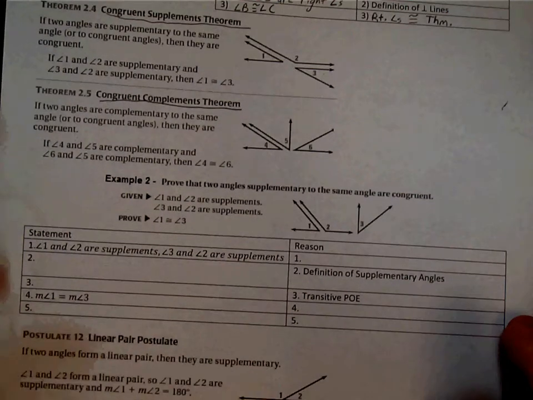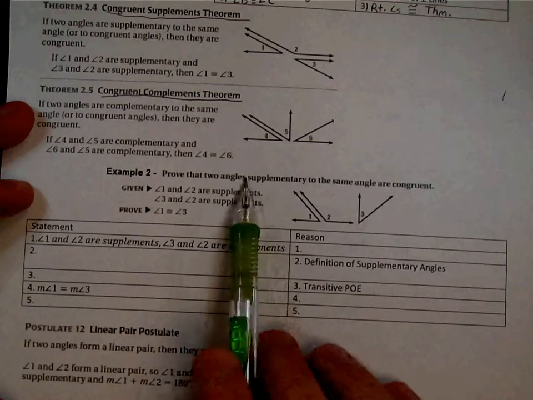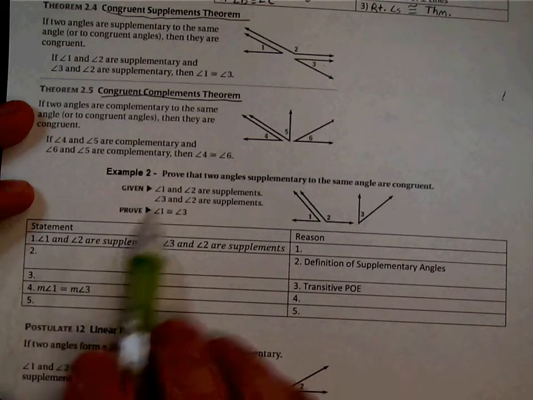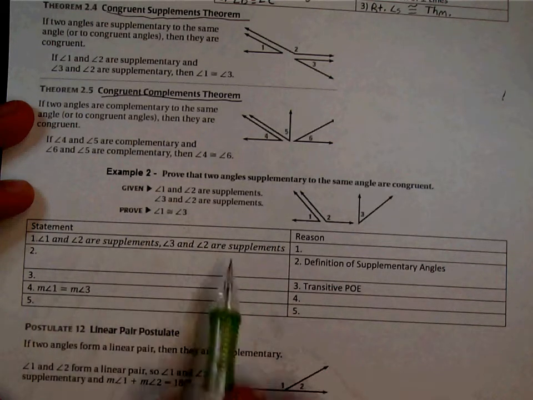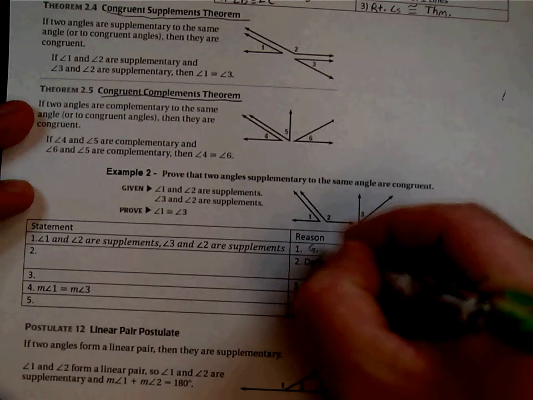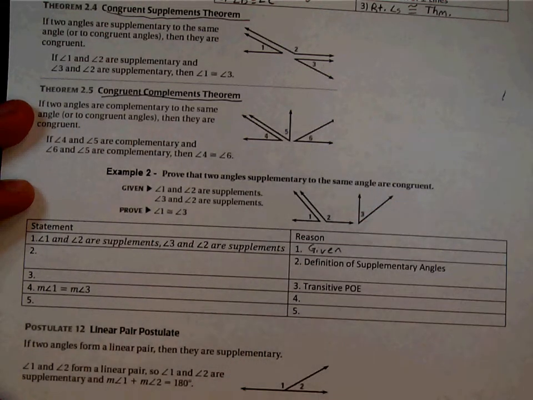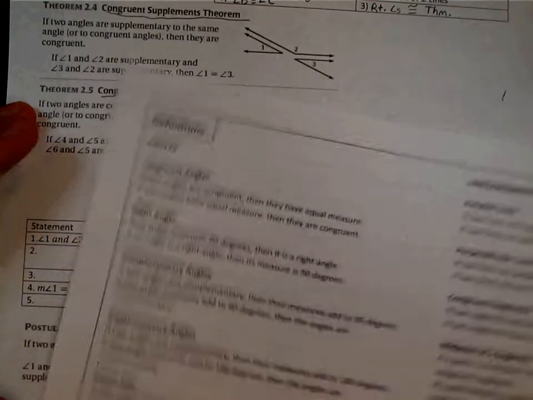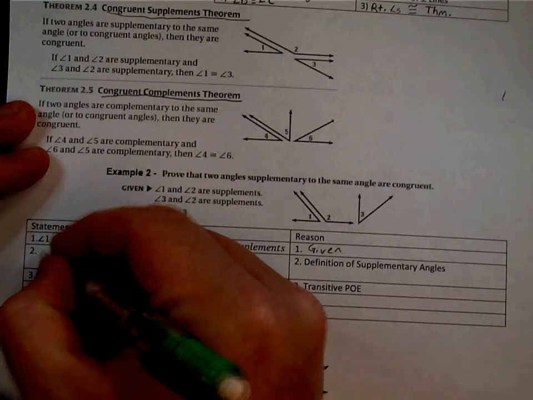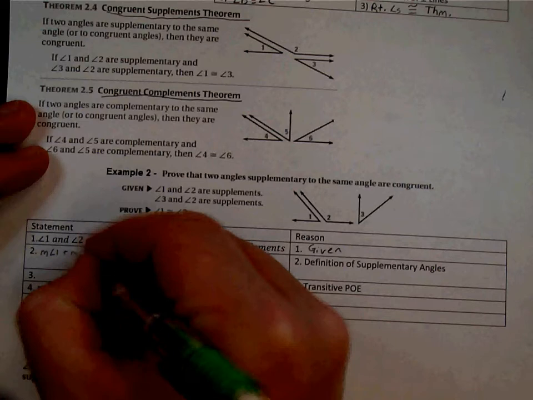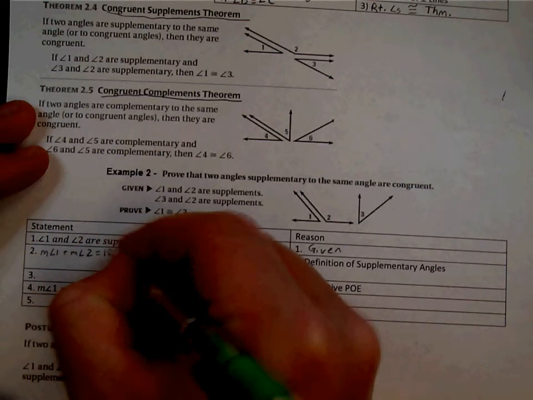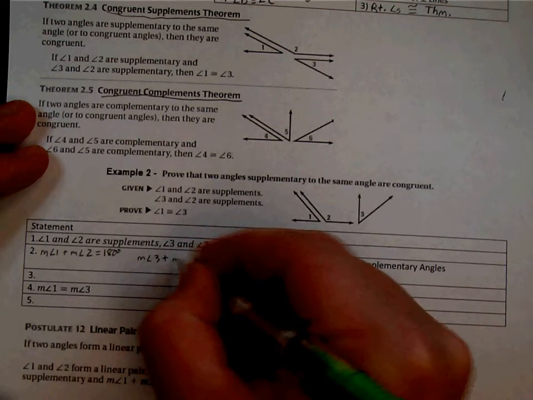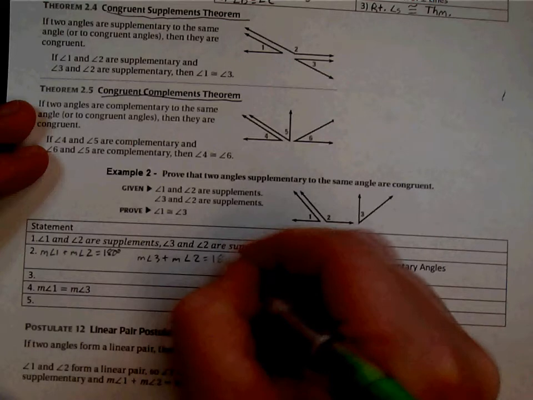So let's see that in this example number 2. We have to prove that two angles supplementary to the same angle are congruent. So we're trying to prove this theorem. So angle 1, angle 2 are supplements, 3 and 2 are supplements. Those are our givens in the first line there. Definition of supplementary angles: if two angles are supplementary, then their measures add to 180 degrees. So, measure of angle 1 plus the measure of angle 2 equals 180 degrees. And measure of angle 3 plus the measure of angle 2 equals 180 degrees.